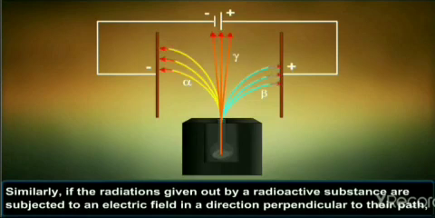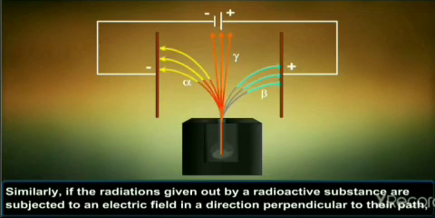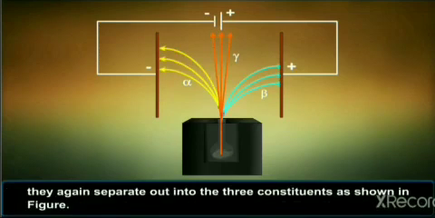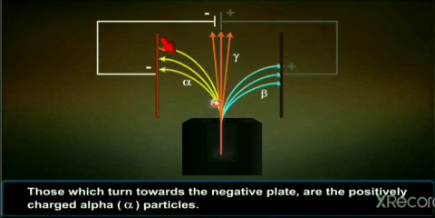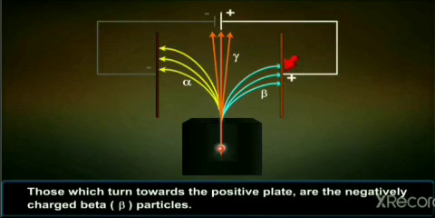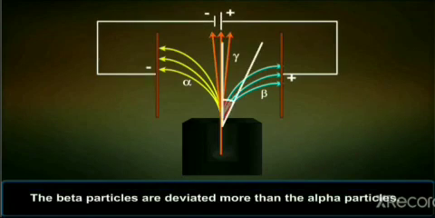Similarly, if the radiations given out by a radioactive substance are subjected to an electric field in a direction perpendicular to their path, they again separate out into the three constituents as shown in the figure. Those which turn towards the negative plate are the positively charged alpha particles. Those which turn towards the positive plate are the negatively charged beta particles. Those which pass undeviated are the uncharged gamma radiations. The beta particles are deviated more than the alpha particles.